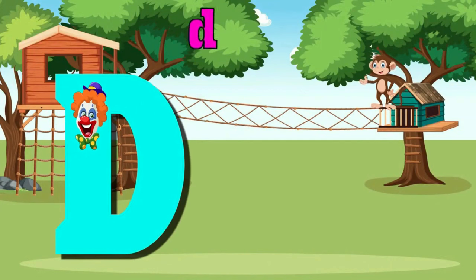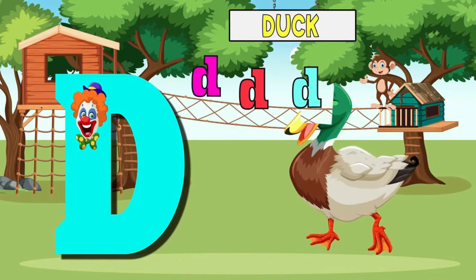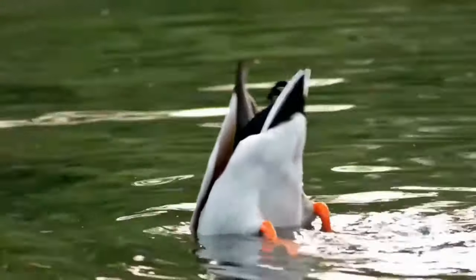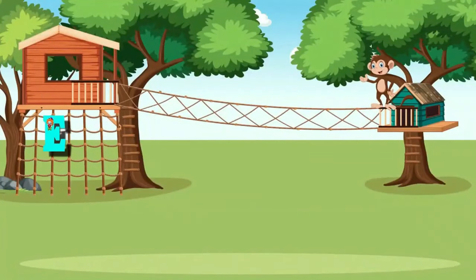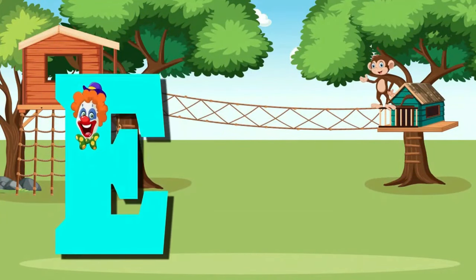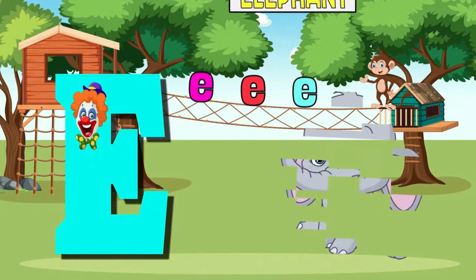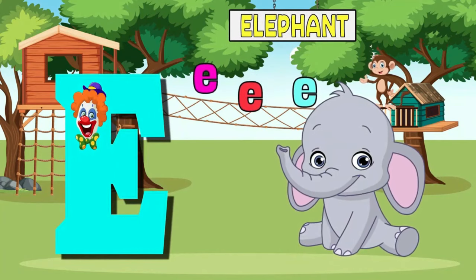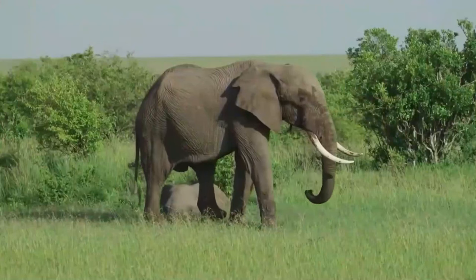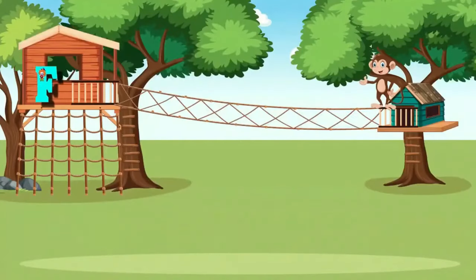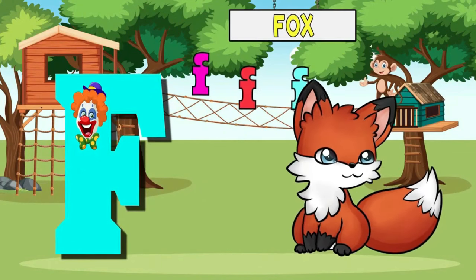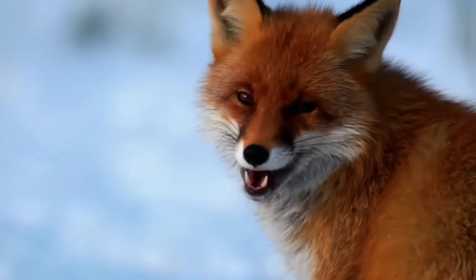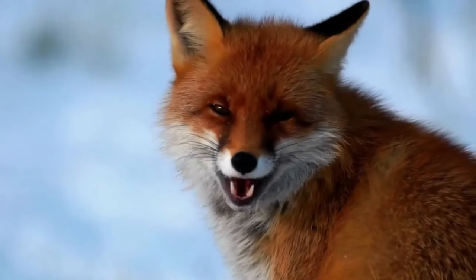D, D, D, D, a little duck. Look at the tail and waddling dance. E, E, E, E, an elephant. Its trunk goes long and long. F, F, F, F, a fox. It's clever and does a good job.